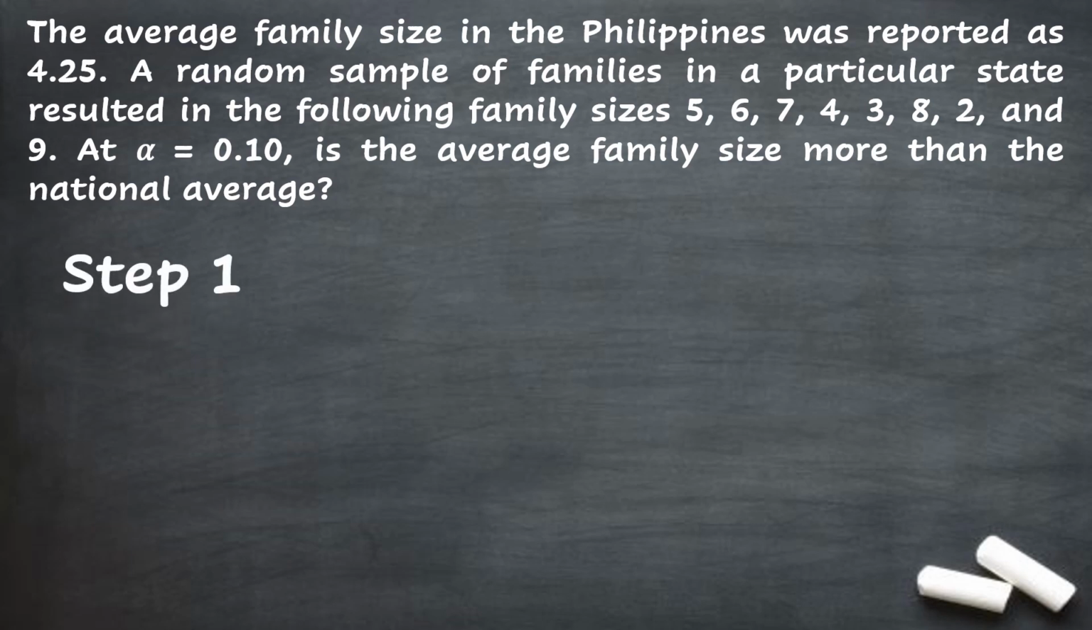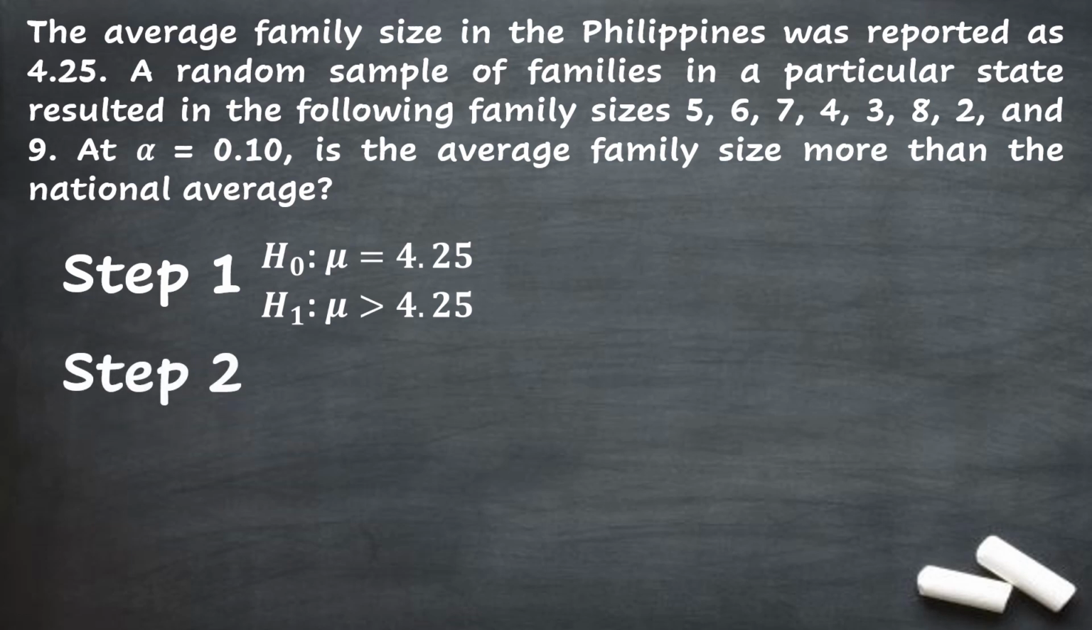Step 1. We identify the null and alternative hypotheses. If you can recall, the null and alternative hypothesis for this problem is already explained in lesson 7. But just recall, the null hypothesis is population mean is equal to 4.25 because of the factual statement in the first sentence, and the alternative hypothesis is population mean is greater than 4.25 because of the statement in the question wherein it states that is the average family size more than the national average.